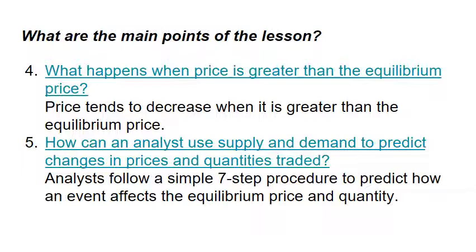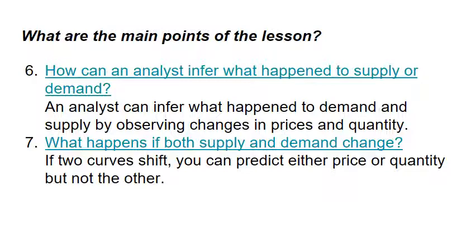We're going to develop a simple 7-step procedure to follow that will let you predict how an event affects the equilibrium price and quantity. We're going to show you how you can infer what happened to demand and supply by observing changes in prices and quantity. And finally, we're going to talk about what happens if both supply and demand change. If 2 curves shift, you can predict either price or quantity, but not the other.